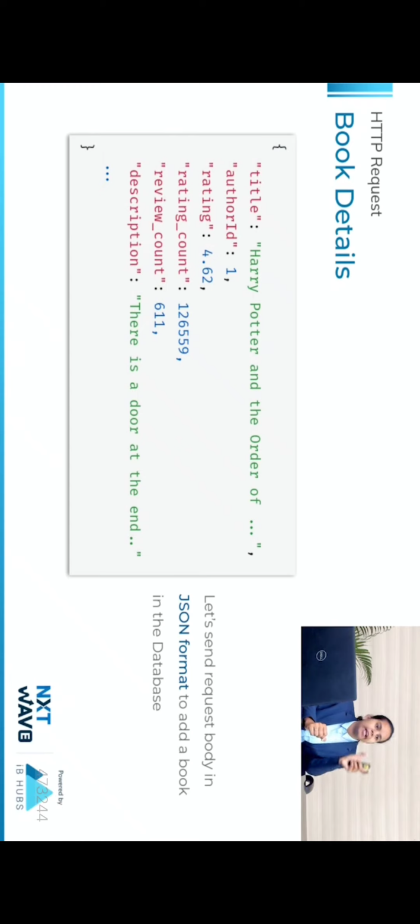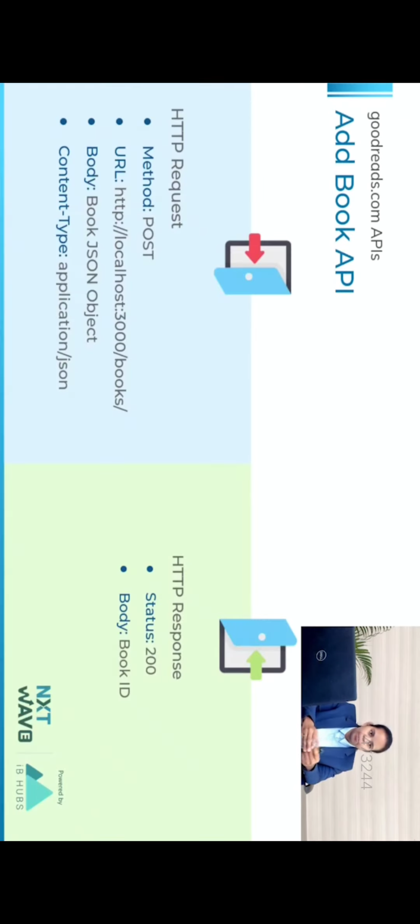Okay, there you can see the title of the book, author ID, rating, count, all this. We want to send the data in this manner, in the JSON format. Clear? So coming to the HTTP request and the response. Since we are creating data, the HTTP method would be POST, right? So the HTTP method is POST.